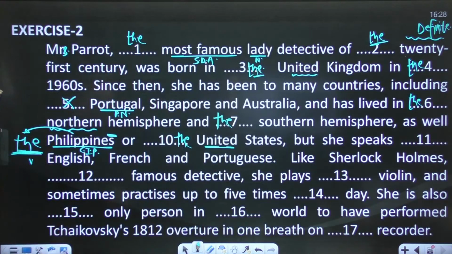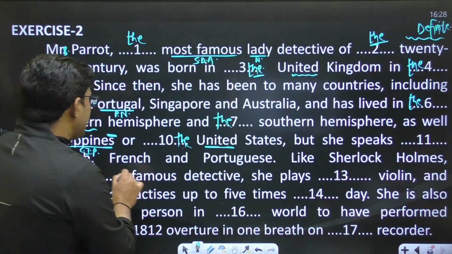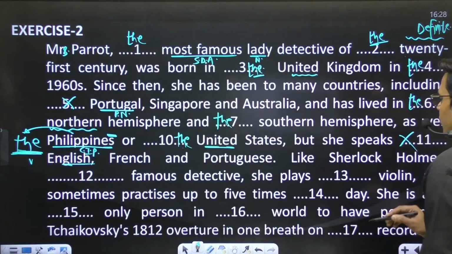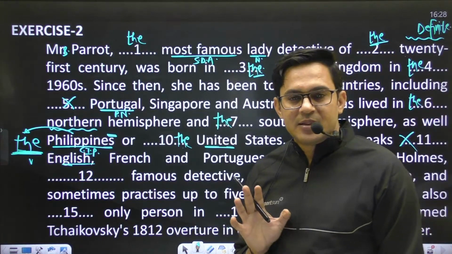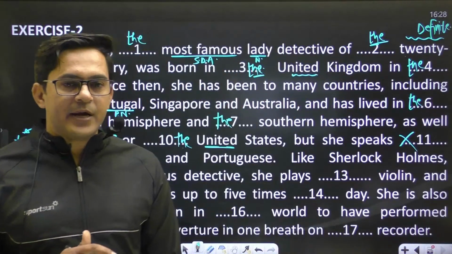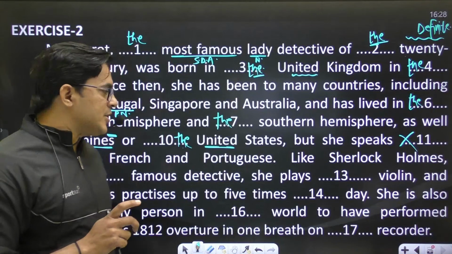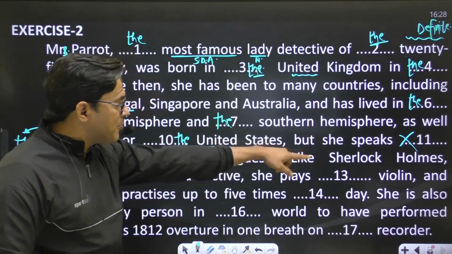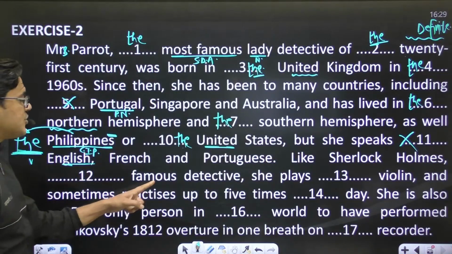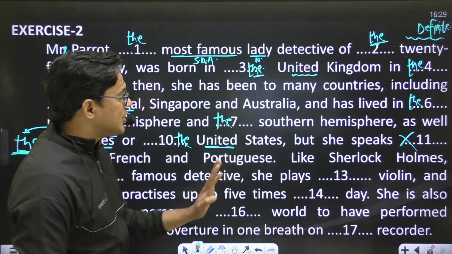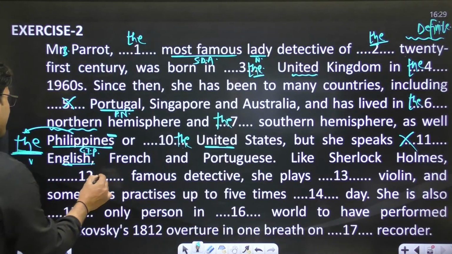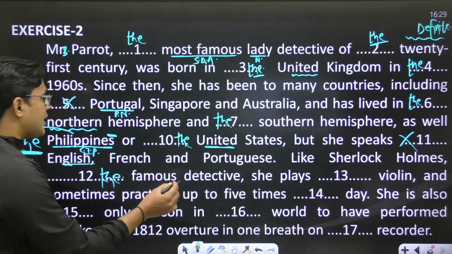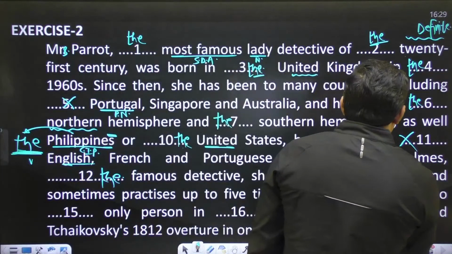But she speaks English. English is a proper noun, and proper nouns don't demand the article the before them, right? So the sentence will be: but she speaks English, French, and Portuguese, like Sherlock Holmes, the famous detective. Here we are talking about Sherlock Holmes.